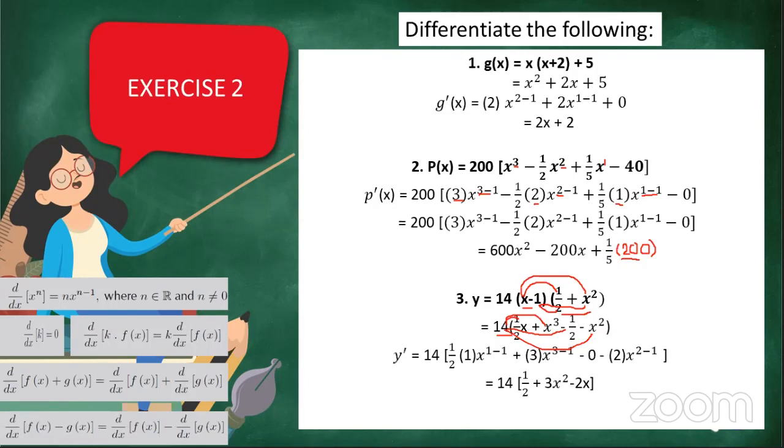So if you differentiate, you'll have the first term, 1 minus 1, which is x exponent 0, which is the same as 1. And then the second term will be 3x squared plus term 2x. And then you can multiply with the half or the 14 at the end. Okay.